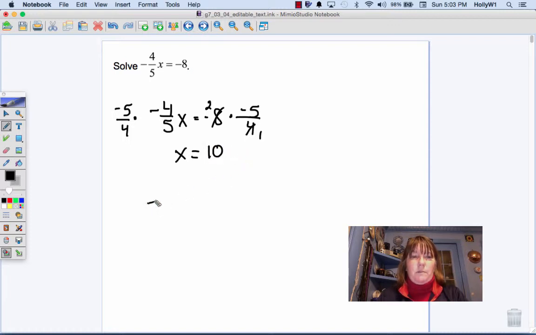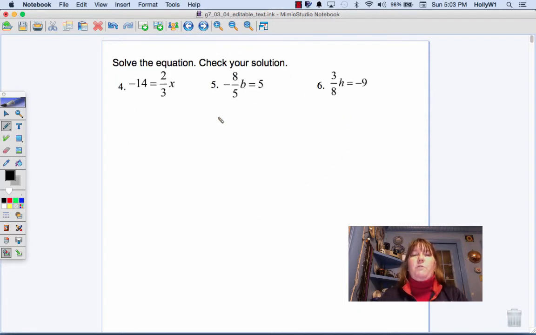Let's see if that works. Negative 4/5 times 10 is equal to negative 8. Well, again, cross simplifying, 5 goes into 10 twice. Negative 2 times negative 4 is negative 8, so that works. All right, I want you to try these on your own and see where you get. Pause me, and then start me back up again.